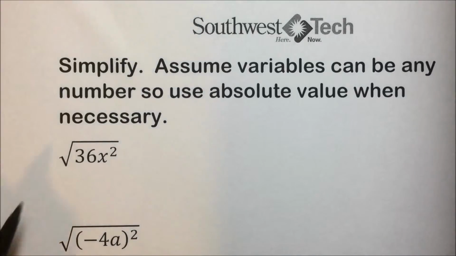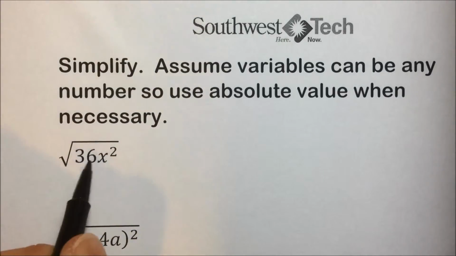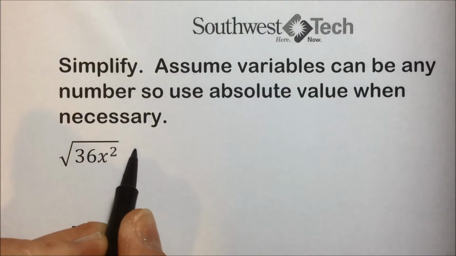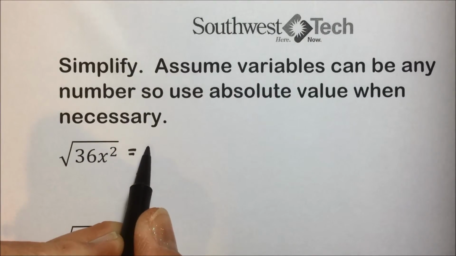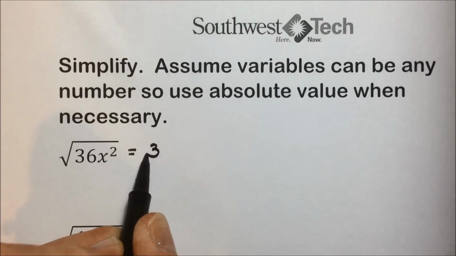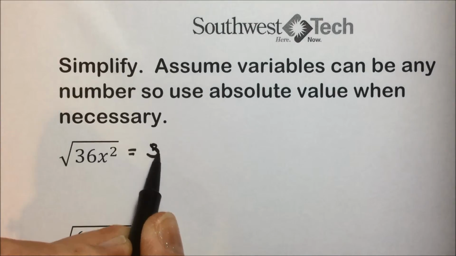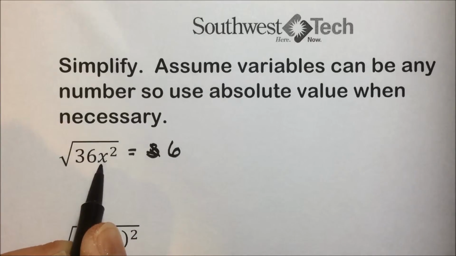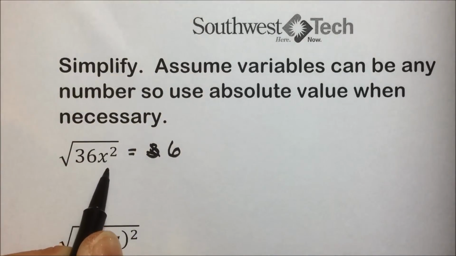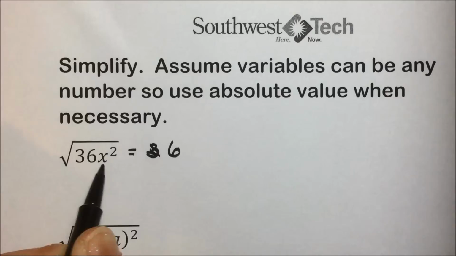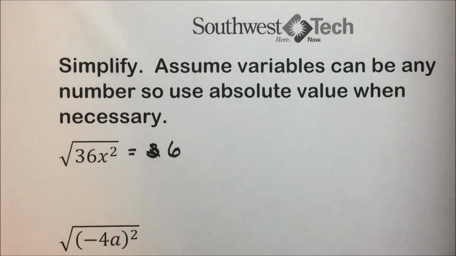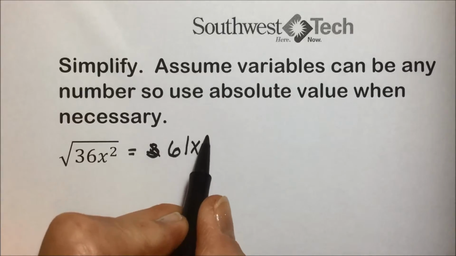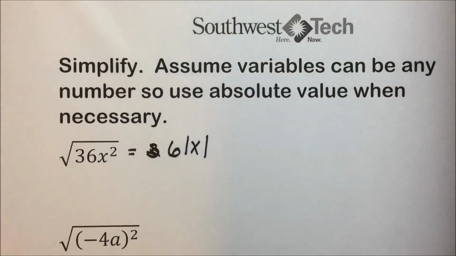So they're asking us to simplify this radical, the square root of 36x squared. What times what gives us 36? The principal root would be 6. And what times what gives you x squared? Well, that would be x. And to ensure that we have the principal root, we would put absolute values because we want a non-negative square root.